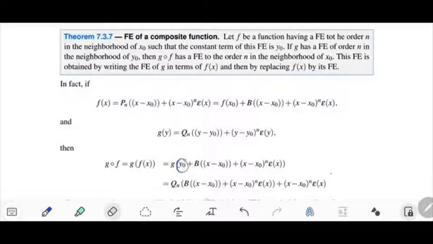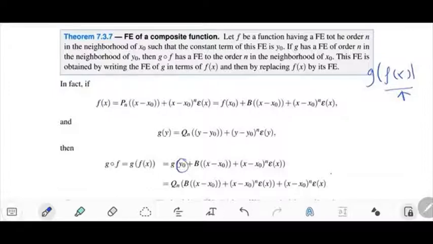Now, what about the composite functions? So if you want to calculate the finite expansion of, let's say, for example, g of f of x, what do you do? In fact, you will calculate the finite expansion of f and then replace x in the finite expansion of g by the finite expansion of f. But you can only do this if the finite expansion of g that you have is a finite expansion in the neighborhood of a point y0, and the first term, the constant term, the term of order 0 of the finite expansion of f is this y0.